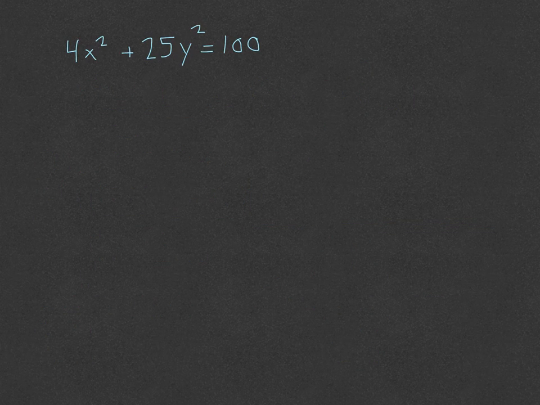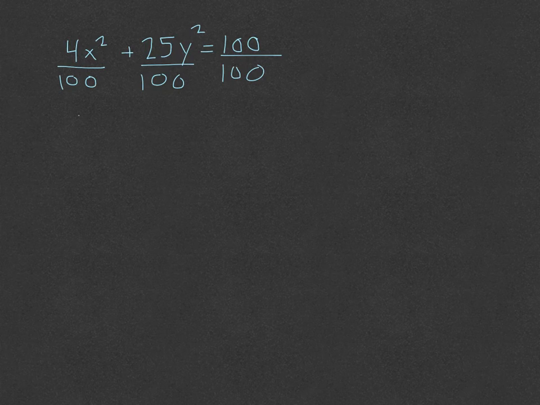All right, let's graph 4x squared plus 25y squared equals 100. Now, this is not in the format we should have an ellipse in. On the right side, we should have just a 1. So in order to get this 100 a 1, we need to divide every piece of our equation by 100.